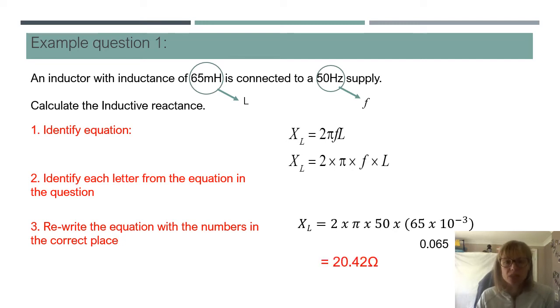Okay, and putting all this into your calculator will give you the answer of 20.42 ohms. Reactance is in ohms because it's an opposition to the current flow. It's just like a resistor. Resistance is measured in ohms, so is reactance, because it's resisting that current flow.